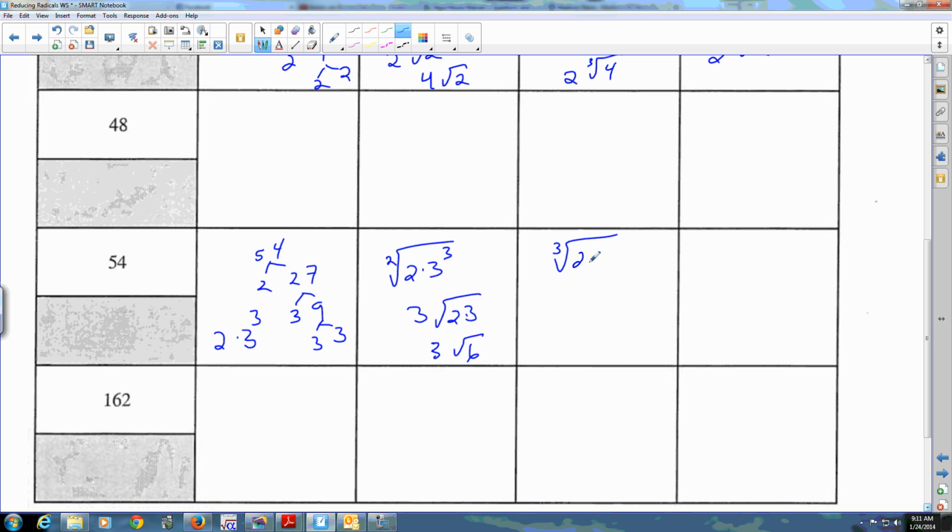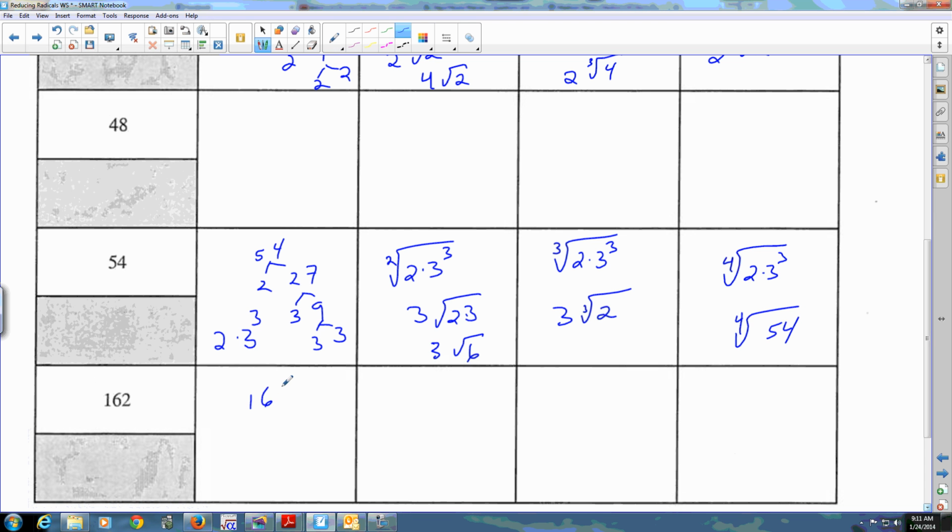Cube root, 2 times 3 cubed. 2 has to stay. 3 goes into 3 once, so it's 3 cube roots of 2. And the fourth roots, none of the exponents are big enough, so it all has to stay. So you can either leave it there or just write the fourth root of 54, and that's good. Okay?